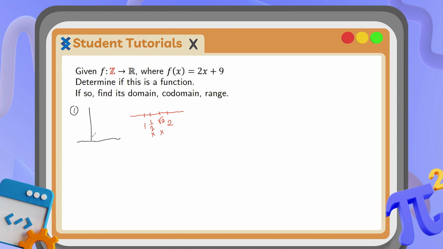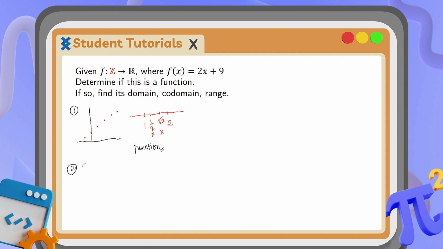With this, we would generate an output that would look something like this. It would look like a line, but we do not actually connect the points because rational numbers and irrational numbers are not defined as inputs for this function. So this is what the graph would somehow look like. And because of this, we also notice that for every input, it only generates exactly one output because it's still a linear function. So because of this, we can say that this one is a function.